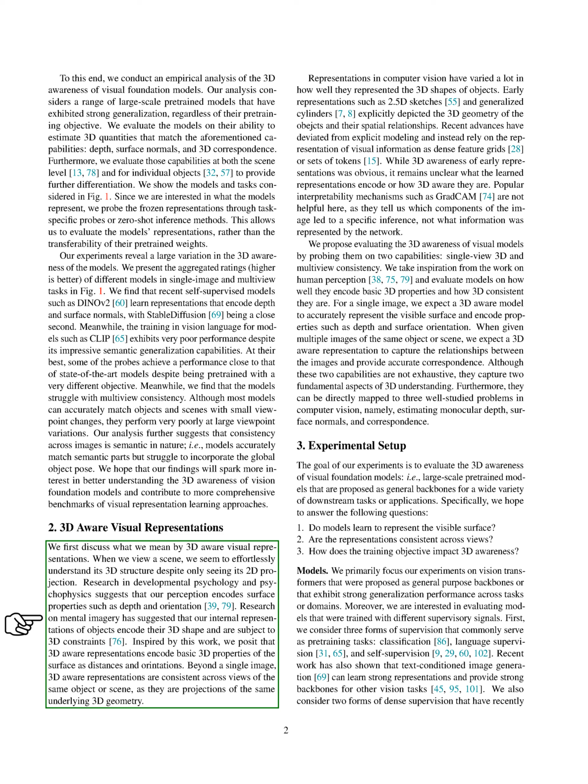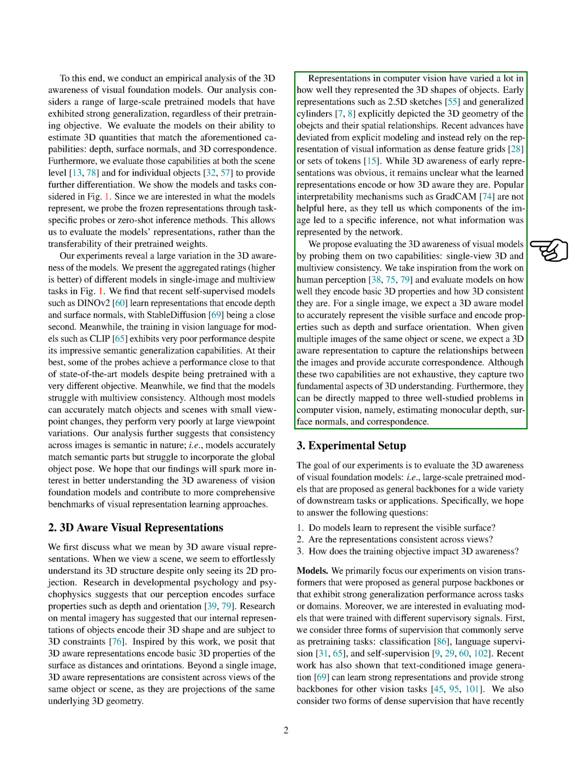Based on this research, we believe that 3D-aware representations include basic 3D properties like distances and orientations of surfaces. These representations should remain consistent across different views of the same object or scene, as they come from the same underlying 3D geometry.